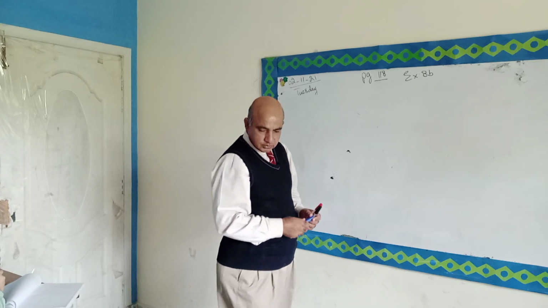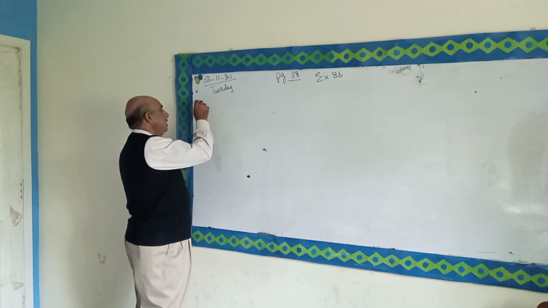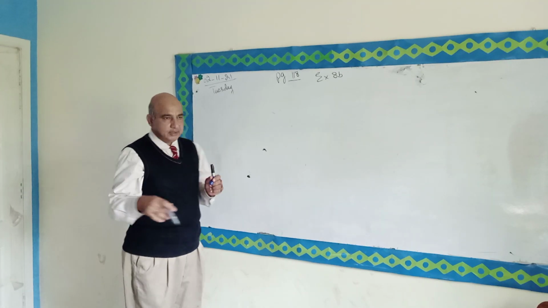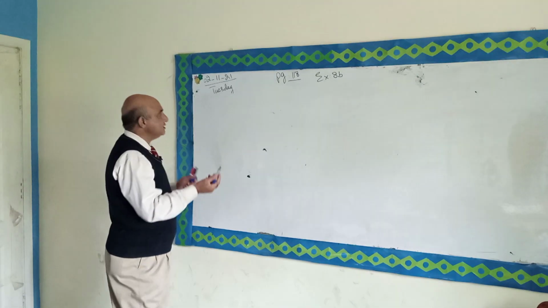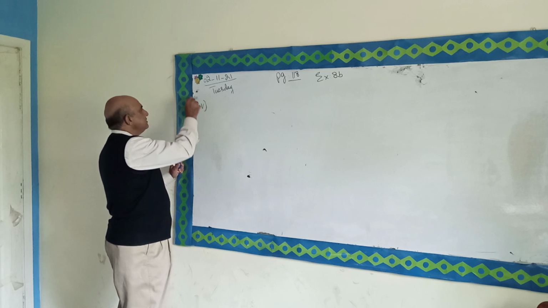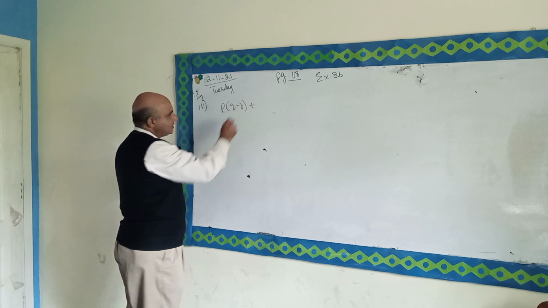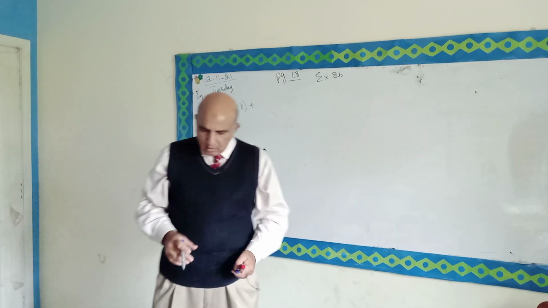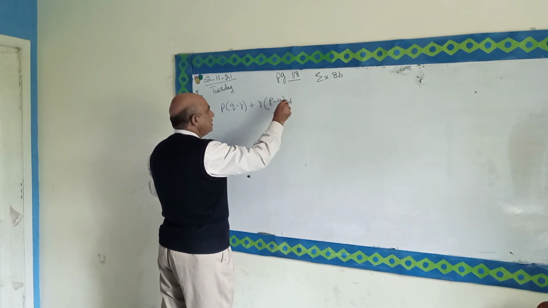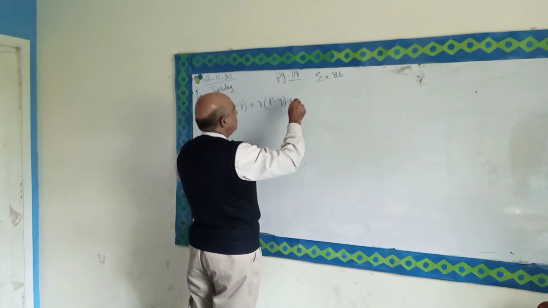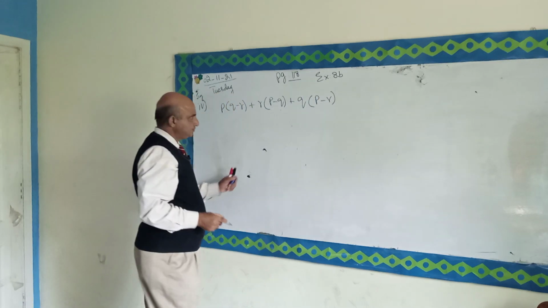Good. Now, I'm going to change the values, okay? And this is part 4, and this is the last part, right? Example: P into Q minus R plus R into P minus Q plus Q into P minus R. What is it?